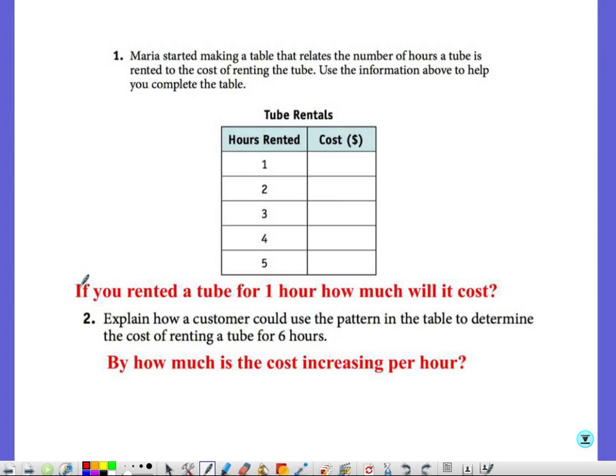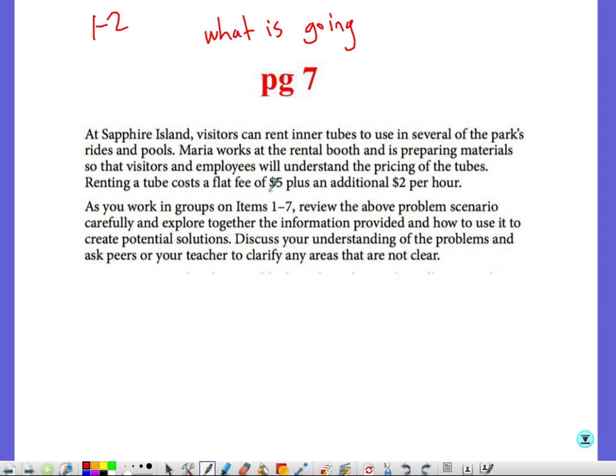So the guiding question here is, if you rented a tube for 1 hour, how much will it cost? Well, if we take a look at the paragraph above, it says that we have a flat fee of $5 plus $2 per hour. So if I rented for 1 hour, it's going to cost me $5 plus the $2 for that hour, which gives me $7. Now, an important thing about a flat fee is that you only get charged that fee one time, regardless of how many hours you actually use the tube.